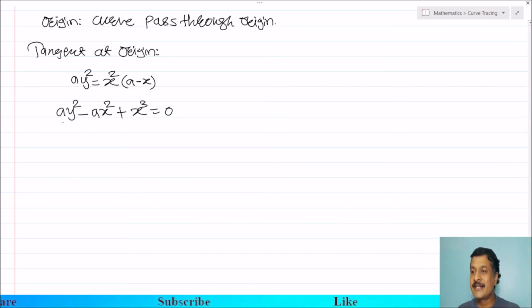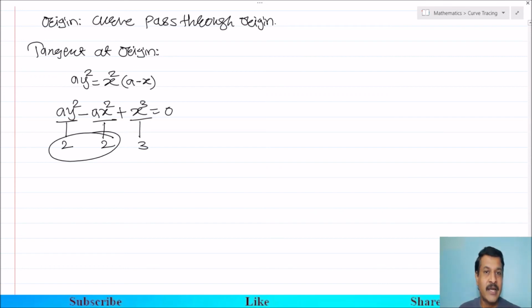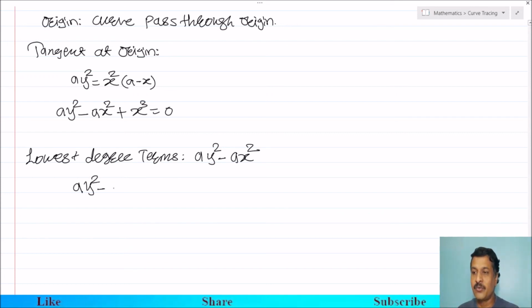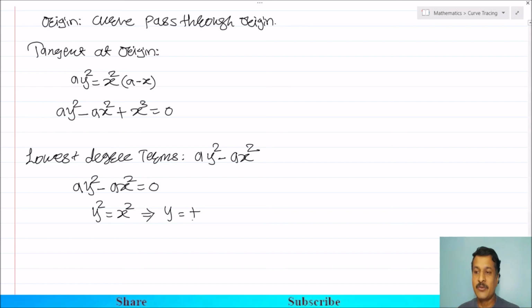So lowest degree term. What is the degree of this term? 2. What is the degree of this term? 2. What is the degree of this term? 3. So lowest is 2, 2. So there are two terms to equate to 0. Lowest degree terms a y square minus a x square, both equate to 0. So I am getting y square equal to x square, and this implies y equal to plus minus x are tangents. Means two tangents at origin.